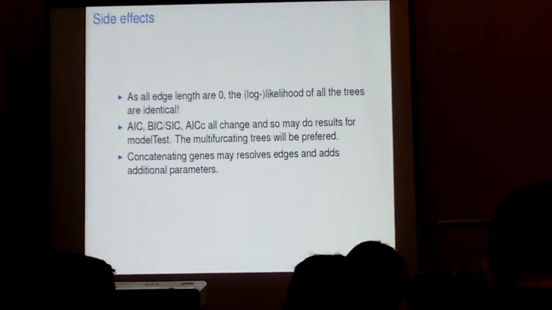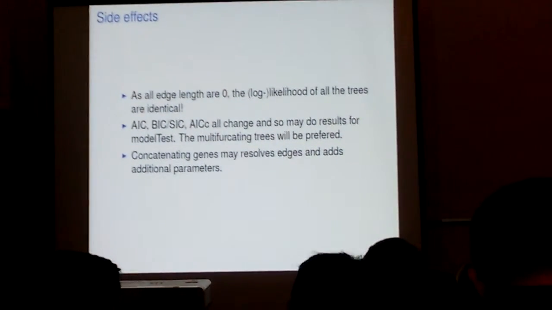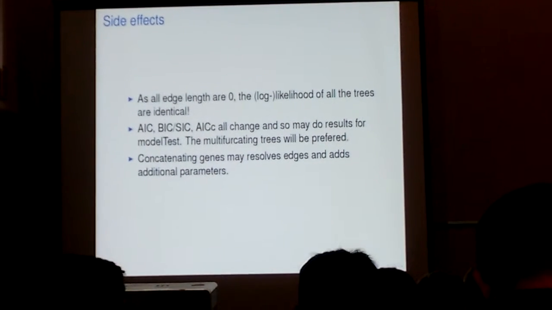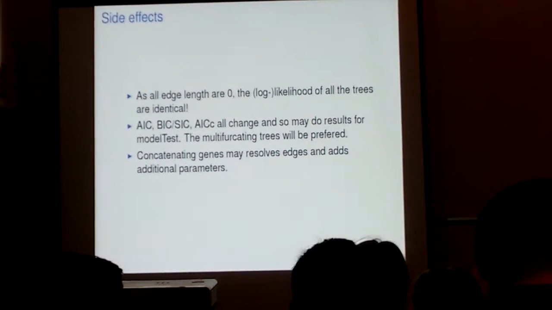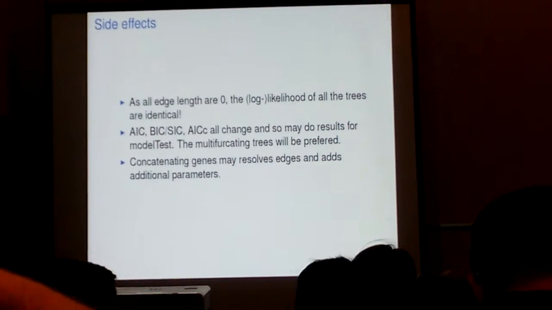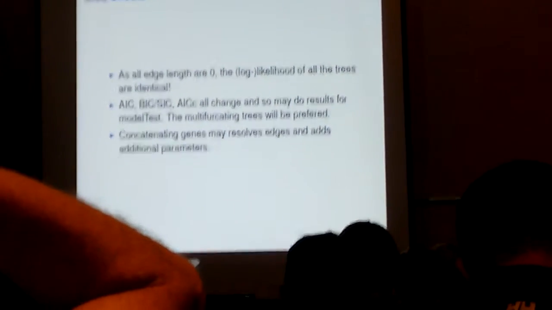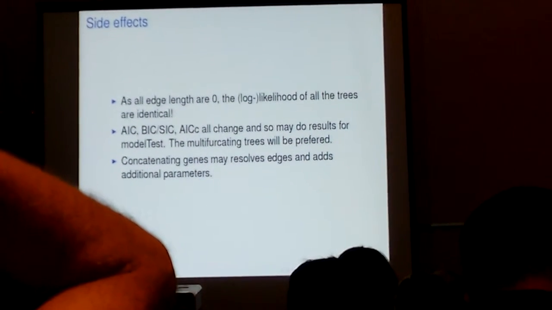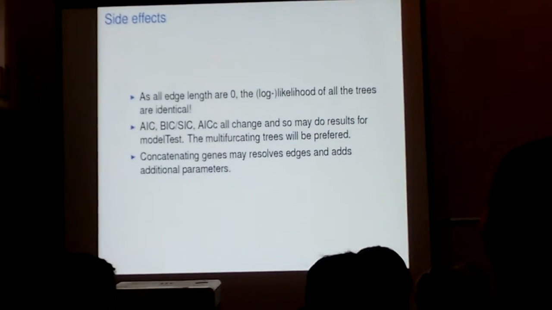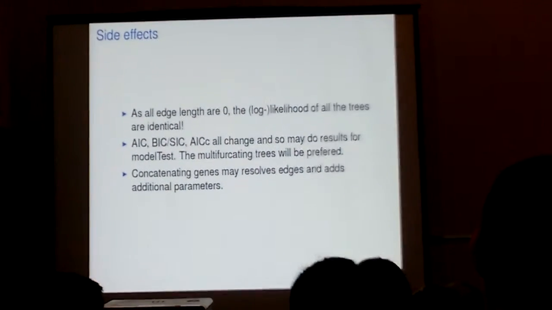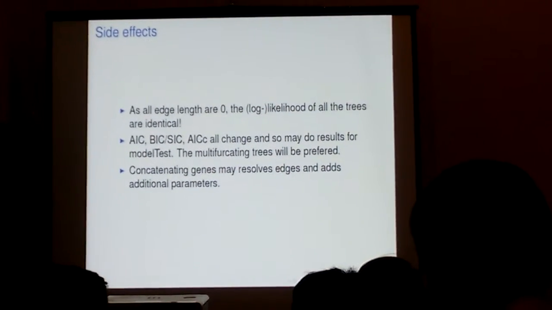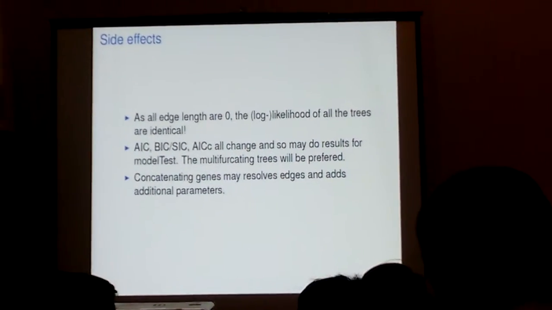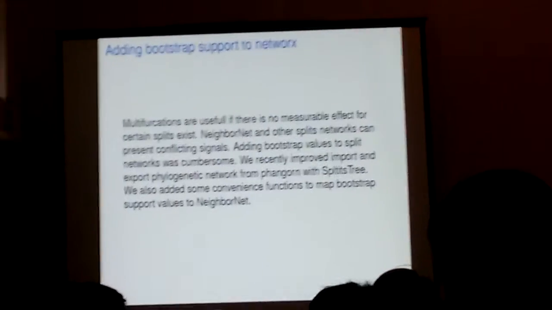We normally take in model tests just the differences between the AIC or BIC values, and so they are safe if you just use them for one gene. But the AICc, how it's defined, could change the order of the different models depending on whether you introduce modifications or not, which is a little bit scary. And the next thing which makes programs like ReFinder probably more challenging is that the number of additional parameters can change. You actually add parameters if you concatenate trees, because you can resolve edges.